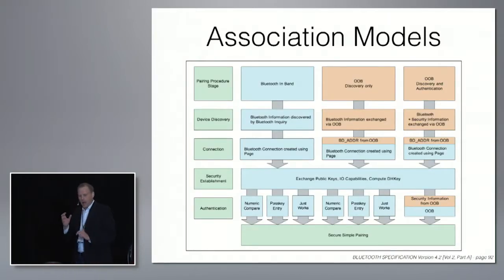Association models. This looks like a very complicated slide. I'm going to try to make it very, very easy for you. Bluetooth devices have the ability to connect, and then it goes through a pairing model. Very basically, it's this. A Bluetooth device is going to say, I want to connect to you. So the device that's connecting sends inquiry requests to a device that's discoverable. The discoverable device is going to reply with an inquiry response, and then they're going to say, okay, now that we've discovered each other, let's go ahead and connect to each other.